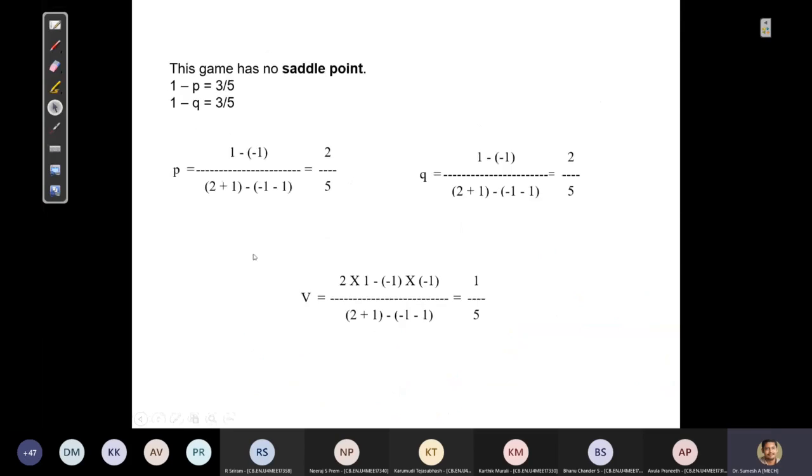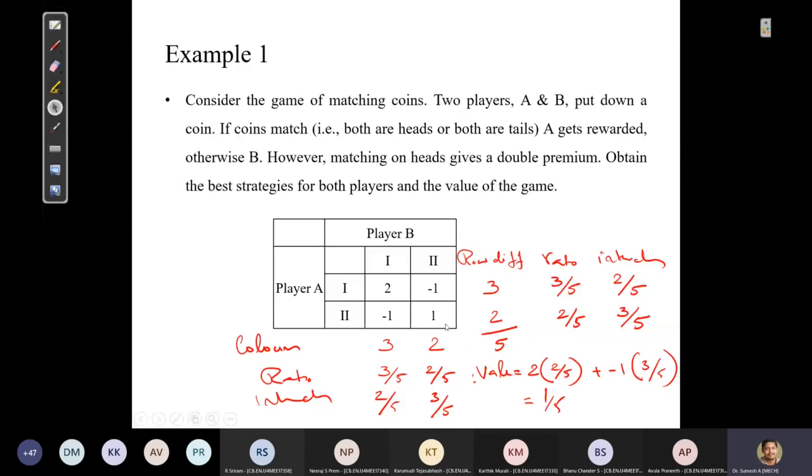Okay, we are getting the value of the game as 1 by 5. So this is how the arithmetic model is solved. This is applicable only when the matrix is of size 2 by 2. For any higher order matrix, you have to reduce it into the form of 2 by 2 and see whether a saddle point exists or the arithmetic model can be applied to find the value of the game.